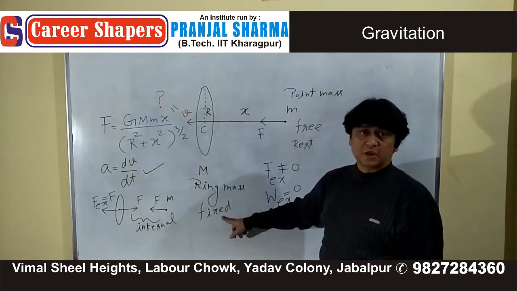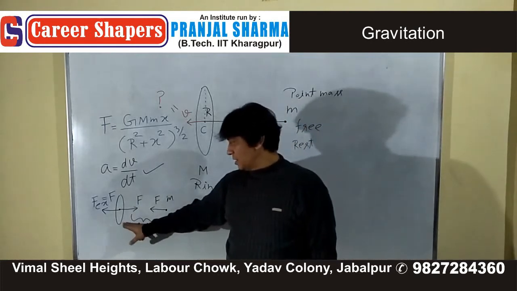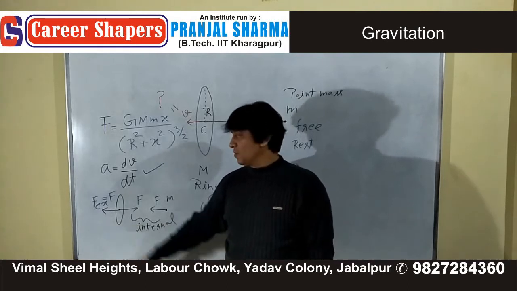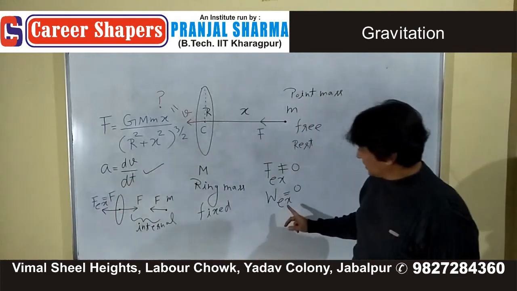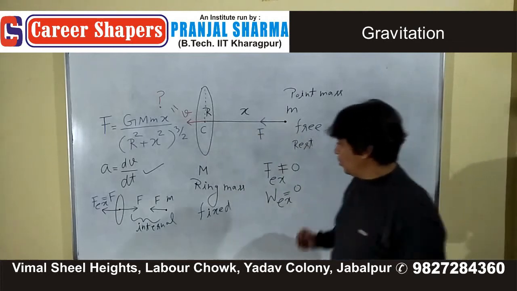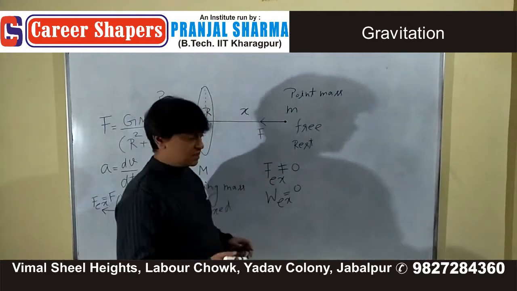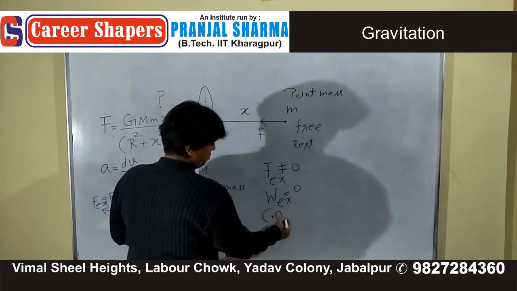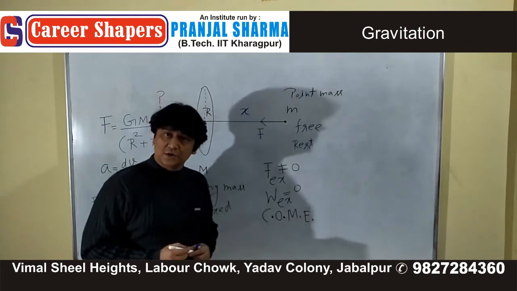But then again, look here. What is this? Fixed. Fixed means no displacement. There is no displacement present in the ring, and if there is no displacement, you know that work will be 0, whatever be the force. Since there is no displacement, W external on the system is 0. Hopefully you understand the meaning of this point. And once you say that W external is 0, you can go for COME, conservation of mechanical energy.